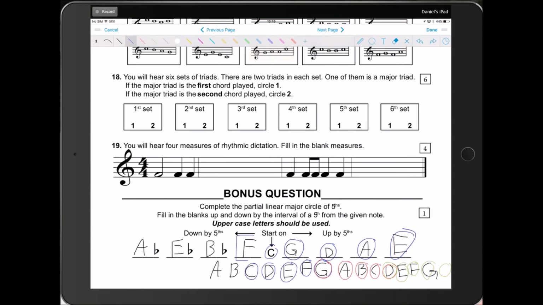Alright everyone, that's it for the 4th grade theory test. If you are a student of mine, we will do ear training in your lessons so that you can prepare for that. If you're not a student of mine and you're taking the theory test, make sure you ask your teacher to do the ear training with you.